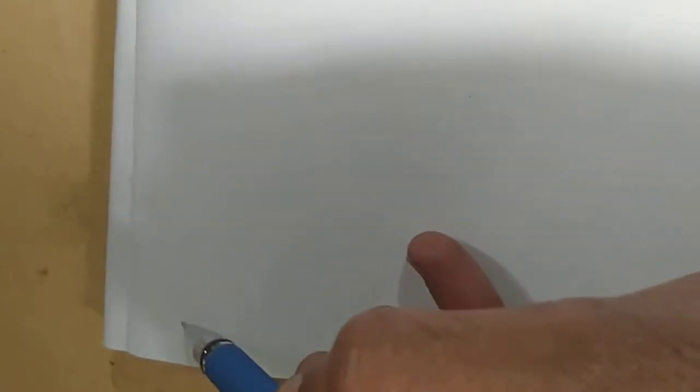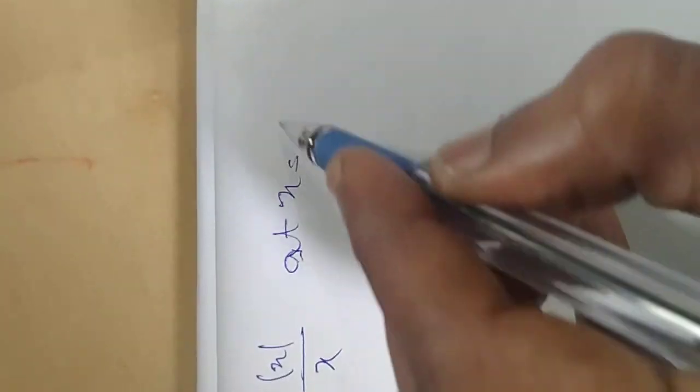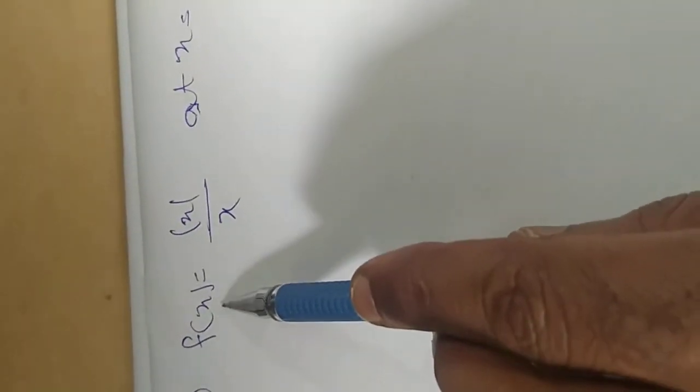The next example that we are going to discuss is this. f of x is equal to mod of x divided by x at x is equal to 0. Which function are we going to discuss? We are going to discuss this function, f of x is equal to mod of x divided by x, at x is equal to 0.